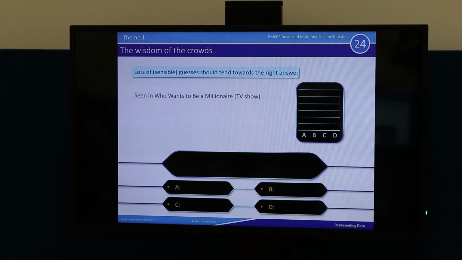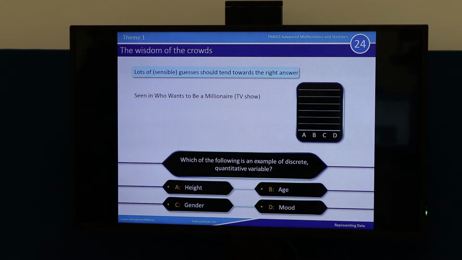Yeah, okay. So for those of you that aren't aware, a question effectively gets asked. So for example, somebody might get asked a question which is, which of the following is an example of a discrete quantitative variable? And then they're given 4 multiple choice answers, which may well be height, age, gender, or mood. Which of these, A, B, C, or D, is an example of a discrete quantitative variable? So hands up for A. Hands up for B. Hands up for C. Hands up for D. Okay, so it's a varied mix.